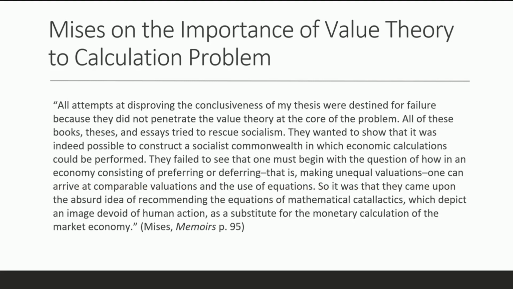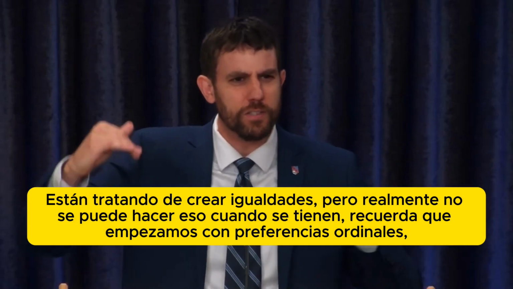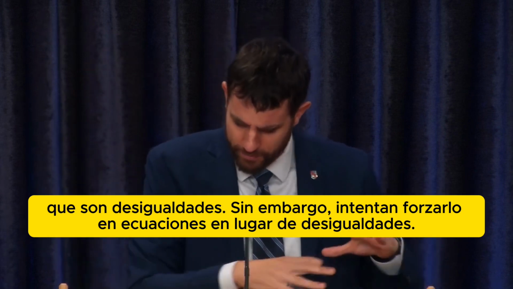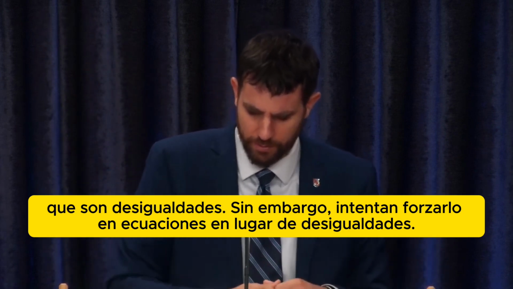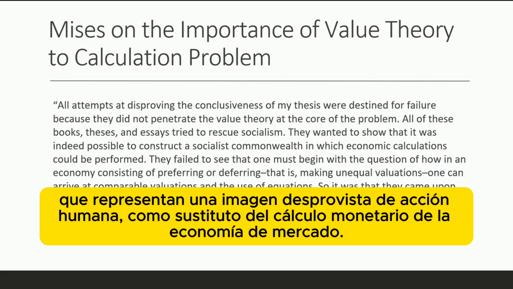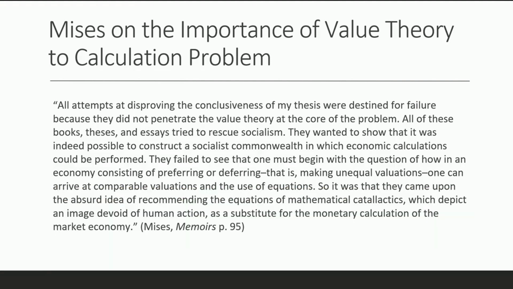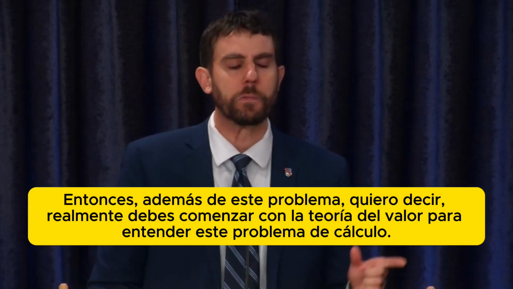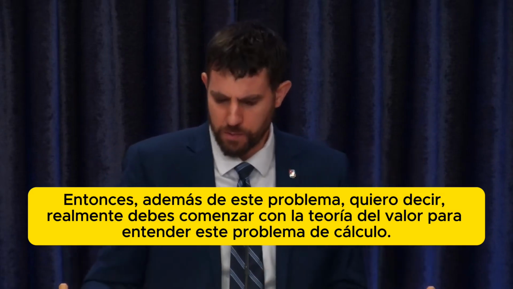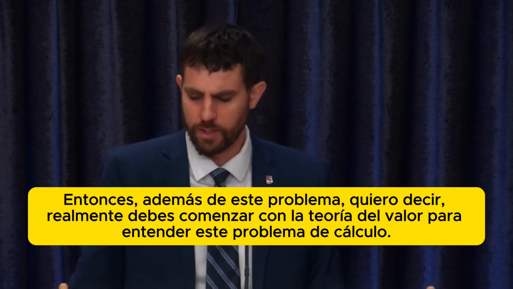With indifference, they're trying to create equalities, but you can't really do that when, remember, we start with ordinal preferences. It's inequalities, but they try to smash it into equations rather than inequalities. So they came upon the absurd idea of recommending the equations of mathematical catalactics, which depict an image devoid of human action, as a substitute for the monetary calculation of the market economy. And they continue to do so. So in addition to this problem, you've got to really start with value theory in understanding this calculation problem.